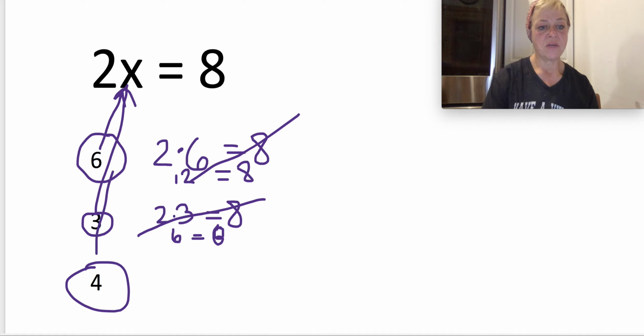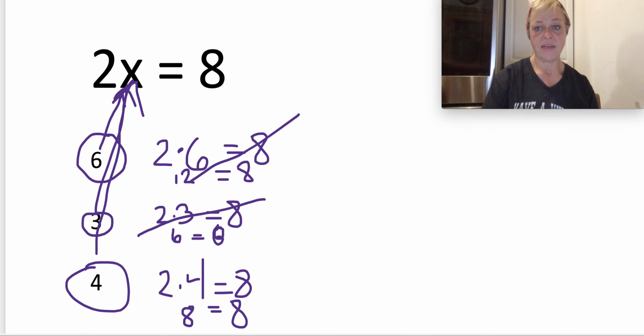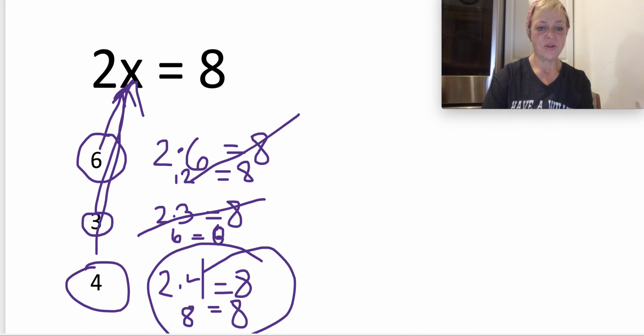All right, last one we're going to try. We're going to substitute that 4 in for the x this time. So we have 2 times 4 equals 8. And what is 2 times 4? 2 times 4 is 8. So we bring the rest of the equation down. And 8 equals 8. Does 8 equal 8? Yes, of course. 8 equals 8. So we're going to circle that one.